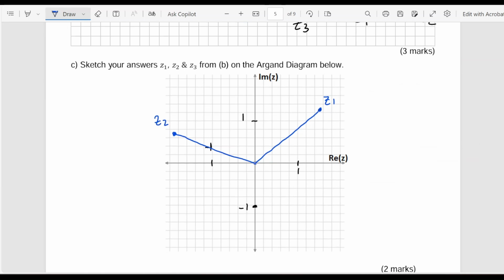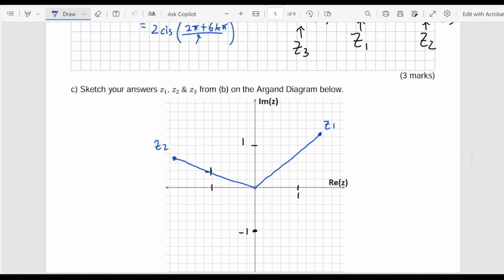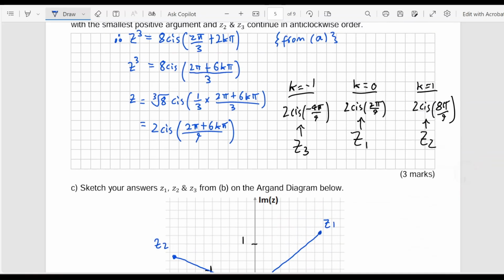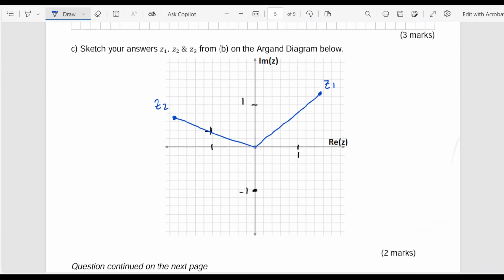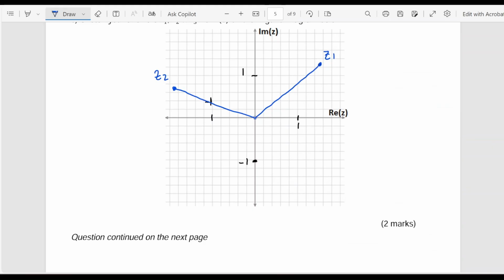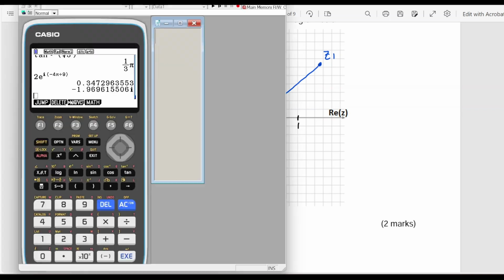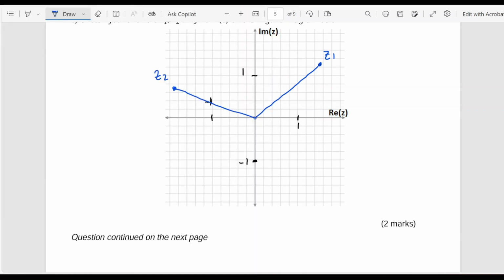And if that was sitting over 1, like in the imaginary bit, I'd be a bit concerned. 2 cis of -4 pi over 9. So if we get an approximate for this, 0.347 and minus 1.96. So we're probably looking at something down there. Let me make sure I got that right. 3.4. Probably a smidge more to the right. There we go.